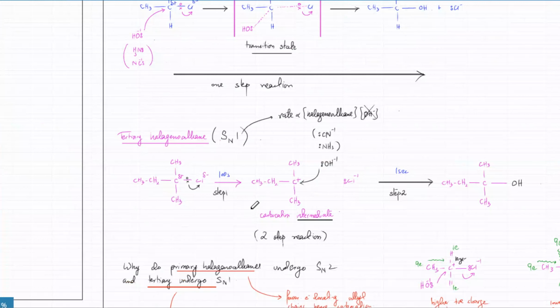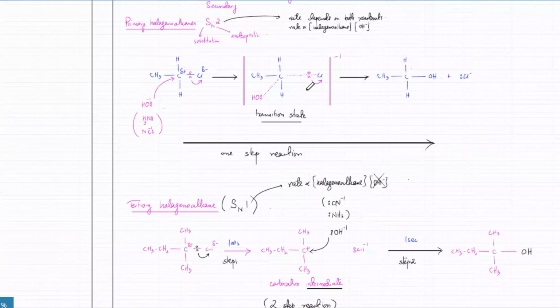In tertiary halogenoalkanes, the Cl leaves and a carbocation is formed, and the carbocation is very stable, so that is actually formed in the reaction, and then the OH-1 comes in. But in primary, the carbocation is harder to form. It's very hard for the Cl to leave because the positive charge is really strong. So the Cl stays attracted to the carbon until the OH-1 comes in and knocks out the Cl. Okay, so everything happens in one step.